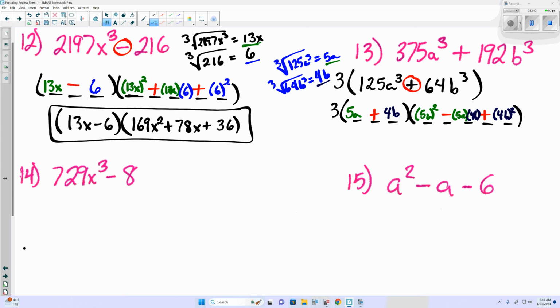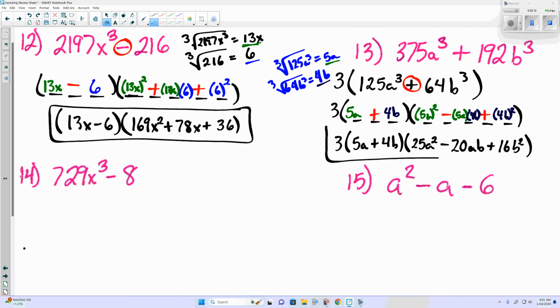Now we do need to simplify. The 3 is going to be included in our answer. Now we would have 5a plus 4b. 5a squared, 5 squared is 25a squared, minus 5a times 4b. 5 times 4 would be 20ab, plus 4b squared. 4 squared is 16, and b squared is b squared. And that is it.